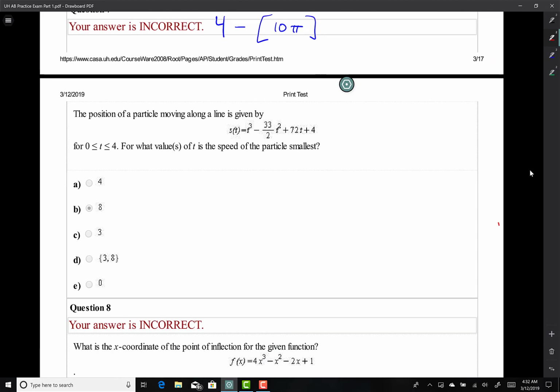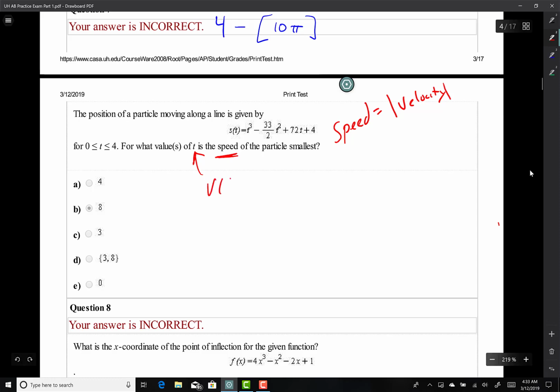All right, here we go. The position of the particle moving along the line is given by s of t equals that mumbo jumbo between 0 and 4. For what values of t is the speed of the particle smallest? Okay, they're saying speed, not velocity. So we have to understand that the smallest possible speed is 0. And they want the t values. So I'm going to set the derivative, the velocity, equal to 0, and that's when the speed is the smallest. You cannot have a negative speed, guys. Speed is the absolute value of velocity. So the smallest speed possible is 0.